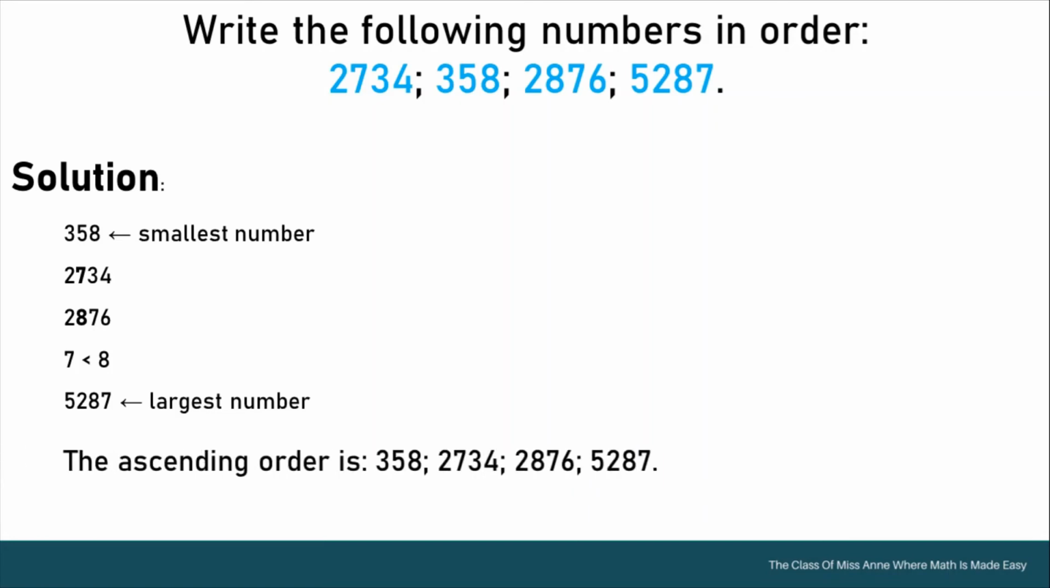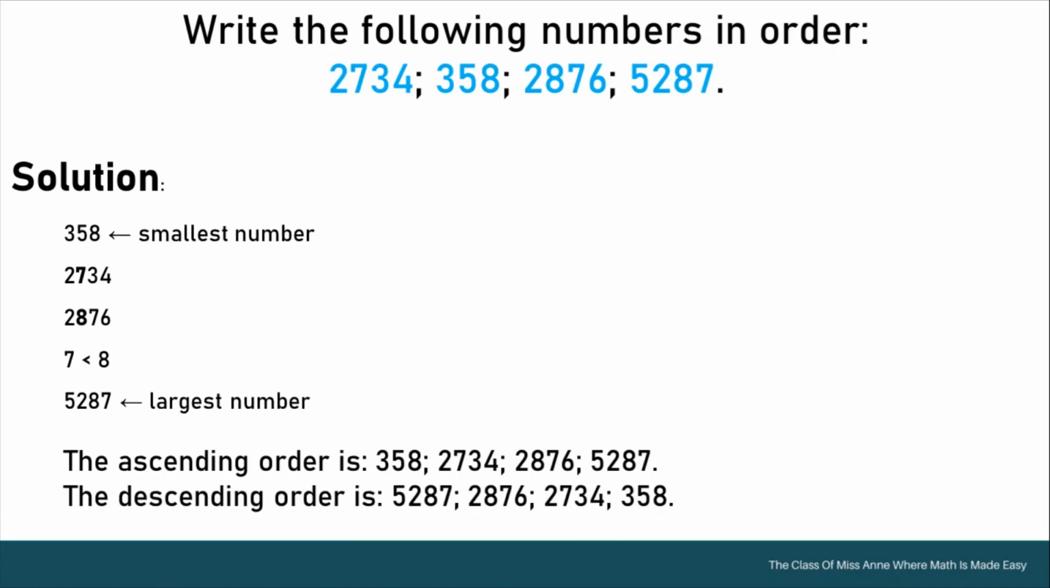If we are going to arrange them in ascending order, that will be 358, 2,734, 2,876, and 5,287. When we do it in descending order, it is 5,287 first, 2,876, 2,734, and 358. That will be all for today.